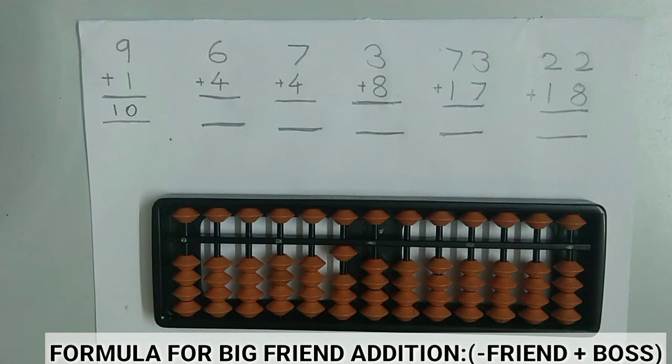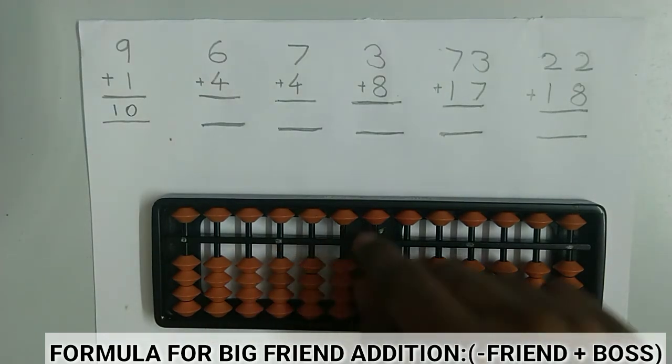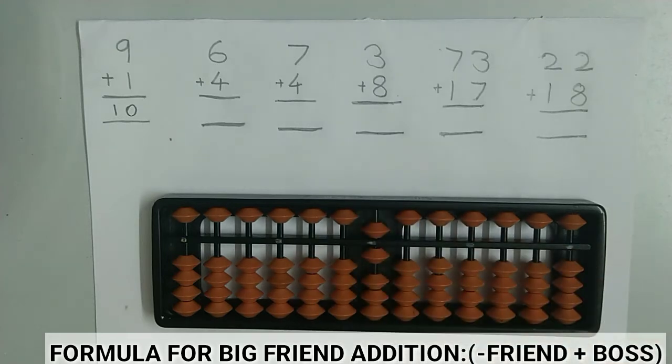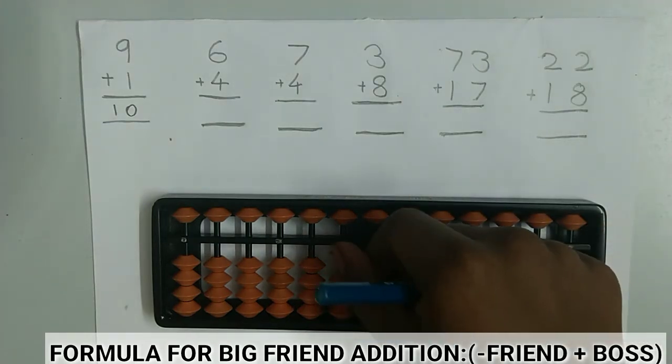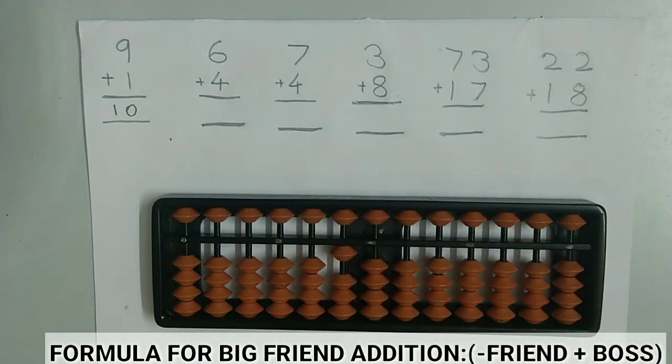Let's try the next example, which is 6 plus 4. First we have to represent 6 on the abacus. Now we have to add 4. The friend of 4 is 6. So we have to subtract 6 and add 10 because 10 is the boss. So the answer is 10.